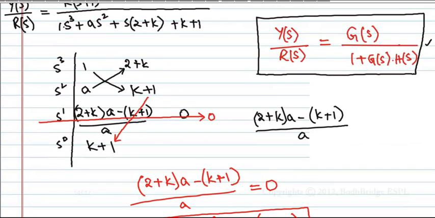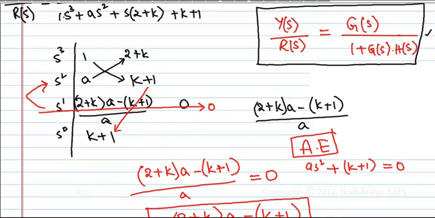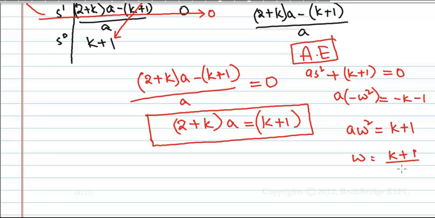Okay, when the system is oscillating, what is the frequency of oscillations? That is given by the auxiliary equation. How do you write the auxiliary equation? From the row above the row of zeros, that is the s square row. I am writing it here. The auxiliary equation is a s square plus k plus 1. How do you get the frequency of oscillations? Substitute s by j omega, that is a into (j omega) whole square, which is minus omega square, equal to minus k minus 1, since I am taking it to this side. Therefore a omega square is equal to k plus 1, omega equal to root of (k plus 1) by a. This is the frequency of oscillations.